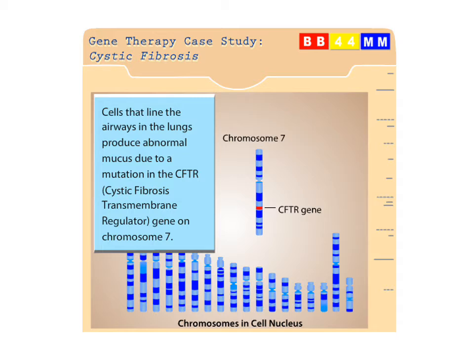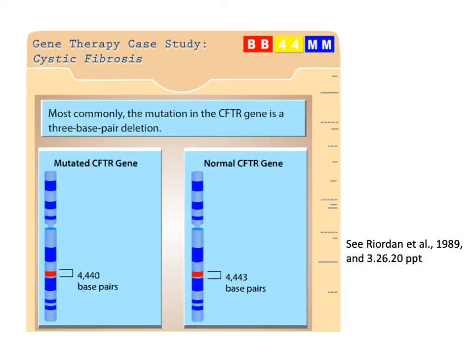Okay, so in the interactive, you would zoom in to the cells and the tissues and see that the cells that line the airways in the lungs produce that abnormal mucus, and that this is due to a mutation in the CFTR gene on chromosome 7. And we're familiar with chromosome 7 being the location of the gene from that Watkins paper.